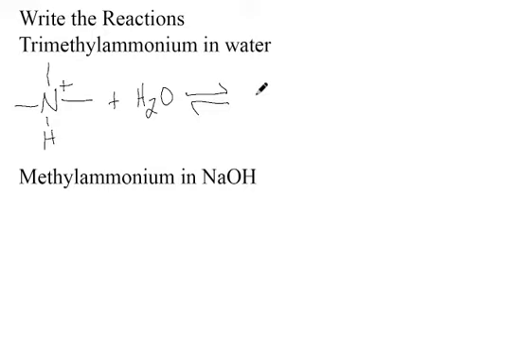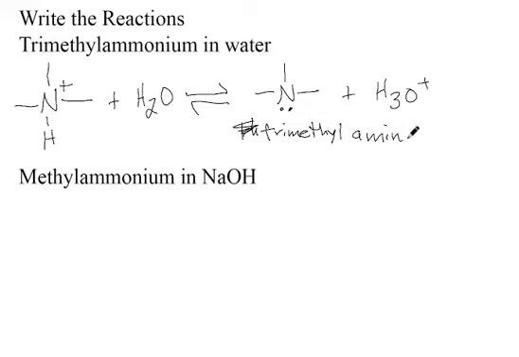And our products will look like this. We'll have the nitrogen with 3 bonds, and now there's a lone pair where the H was, and we will have the hydronium ion. And so this is called trimethylamine. And this is our product, and then we have the hydronium ion.